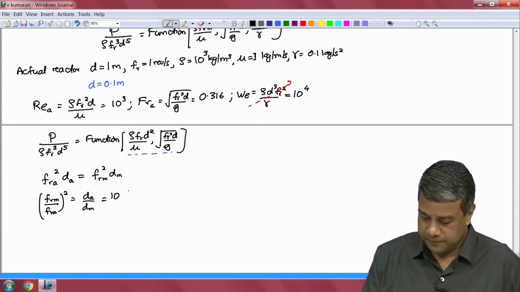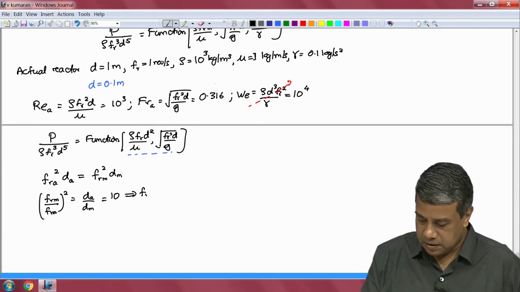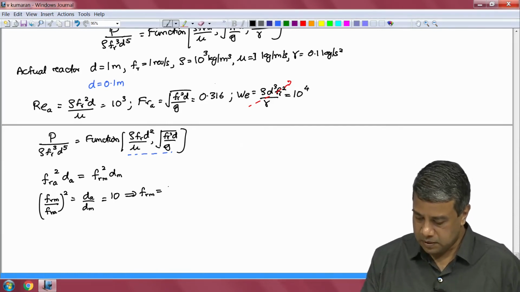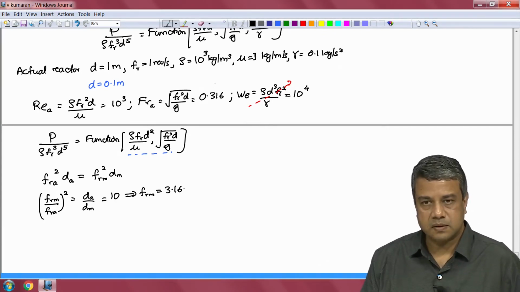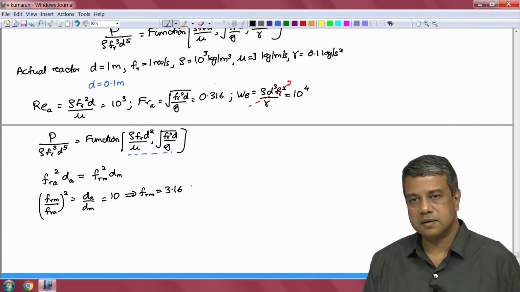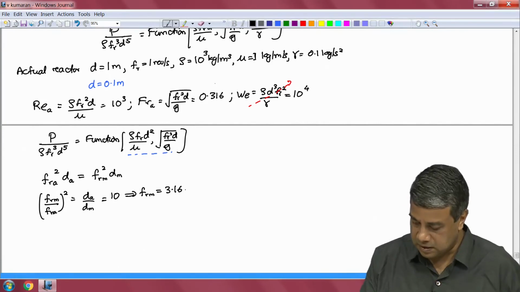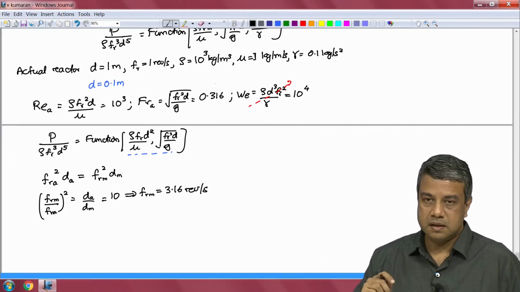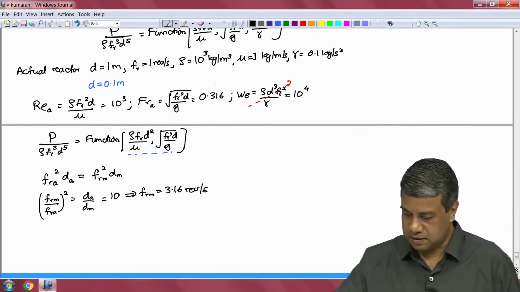which is equal to 10, which implies that for the scale model, the rotation rate has to be equal to square root of 10, that is 3.16 times the rotation rate for the actual reactor. The rotation rate for the actual reactor was 1 revolution per second. So, this is 3.16 revolutions per second. So, I have to rotate the scale model reactor at 3.16 revolutions per second, so that the Froude number is the same as that in the actual reactor.